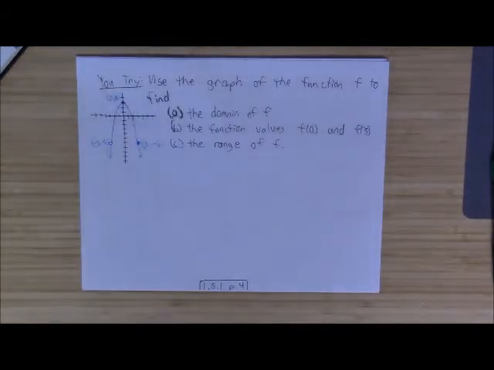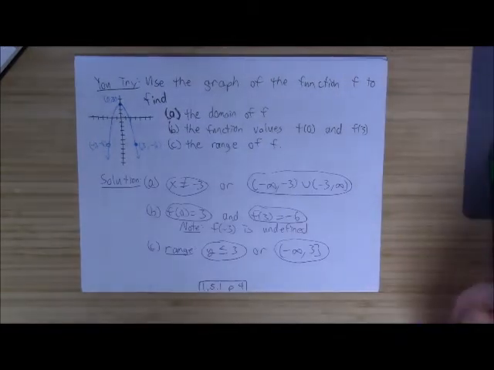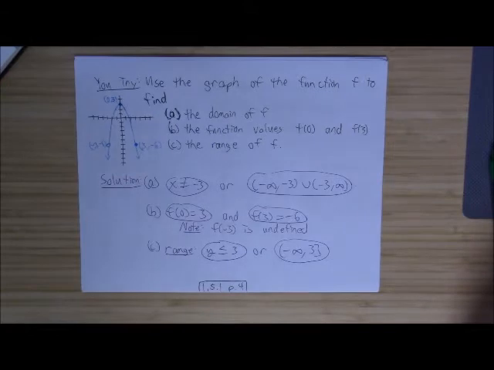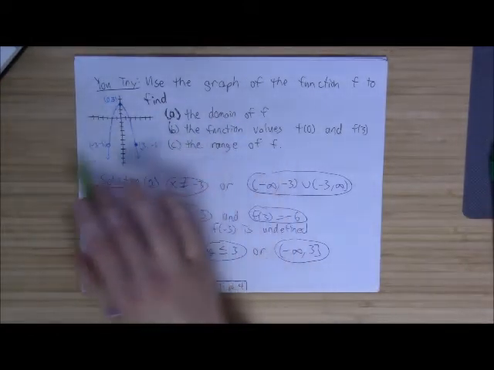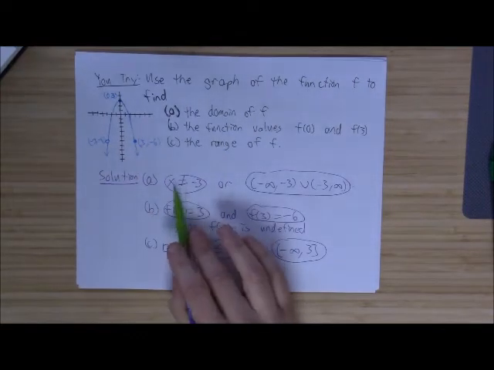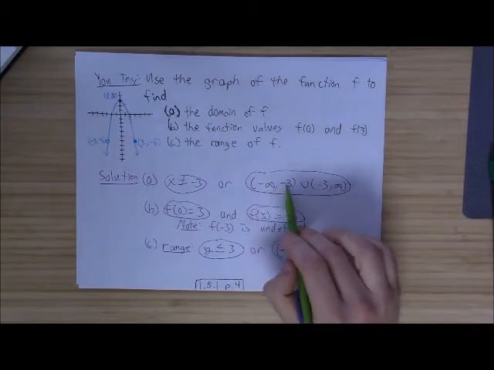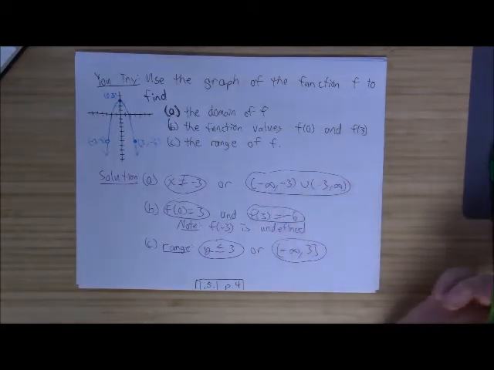Now let's have you try an example. Go ahead and use the graph provided for the function f to find the domain of f, the function values f of 0 and f of 3, and the range of f. On the count of 3, I'll reveal the solutions. 1, 2, 3. So here we see that the domain, because we would eventually hit all real numbers except negative 3, because there's a hole there, is x not equal to negative 3, or if you like interval notation, negative infinity up to negative 3 union negative 3 to infinity.